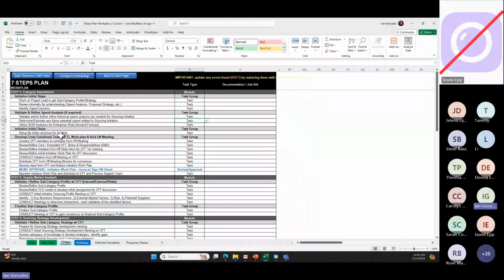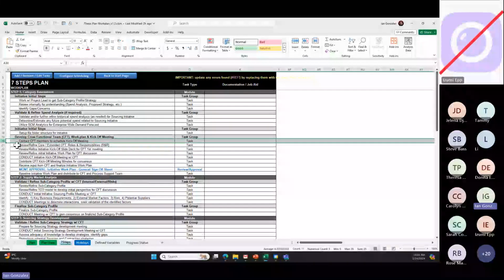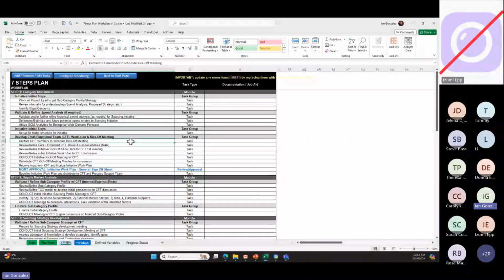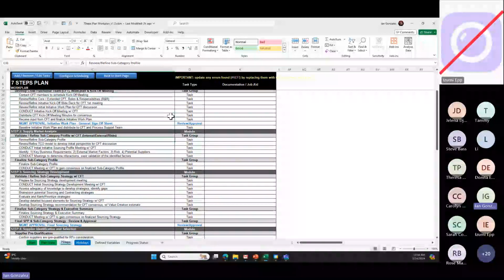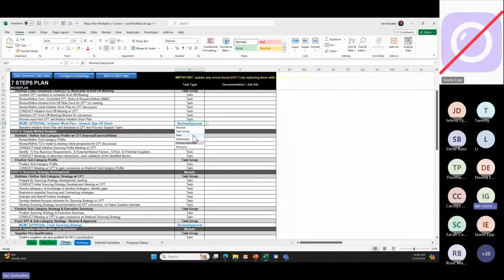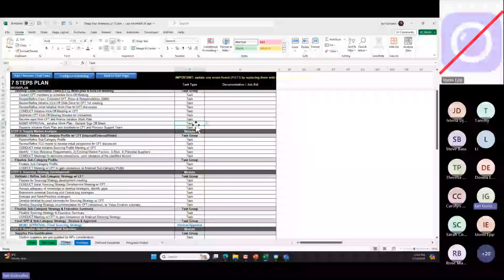Like, for example, in this develop cross-functional team, you can insert a row here and say that the resource is you, or maybe the subcategory team lead or something. All right, so if you're familiar with MS Project, you can make this feel like MS Project, where you have resources, and then automatically, if something is called a review or approval, it's colored blue. If I change this to task, you'll see. If it's task, it's like this, but if it's a review or approval, it turns blue.